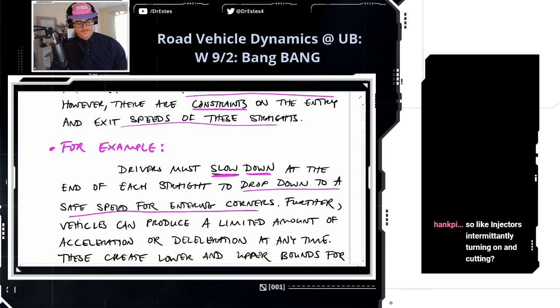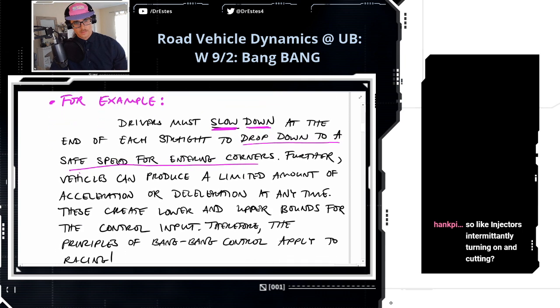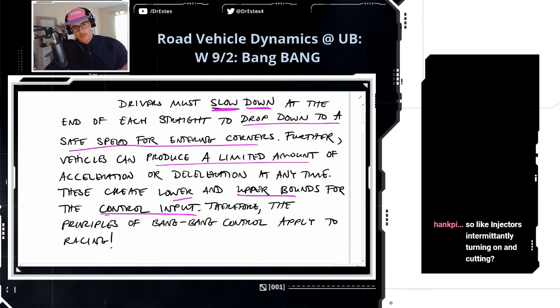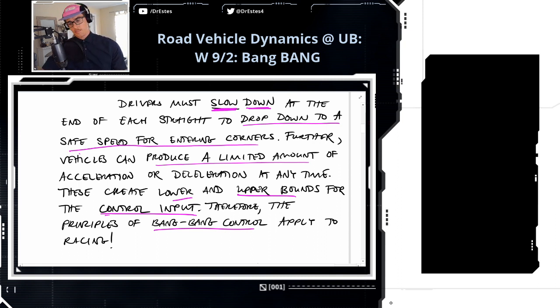Further, we know that vehicles produce a limited amount of acceleration or deceleration. So even a formula car, we know the limits. It's like 1.5 G's for acceleration, deceleration maybe 4 or 5 G's, and it's even hard to maintain those. But these create lower and upper bounds on what you can actually control for the car. Because this is a minimum time problem, where you're trying to do something as fast as possible, but there are limits on the upper and lower bounds, we can use optimal control theory, specifically Bang Bang control, and apply it to racing.